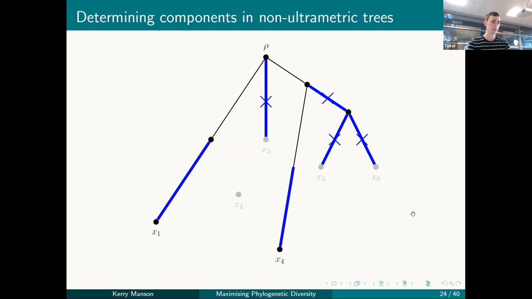Continuing on, we go to the next step, and we find that we've eliminated a lot more vertices here. We've eliminated this whole component of X5 and X6, and we've eliminated X3. So if we wanted to choose a MaxPD set of size 2, unsurprisingly, it's the two with the longest edges down here. X1 and X4 would be the unique MaxPD set of size 2 on this tree. And we continue further, going up the tree for completeness to the root.